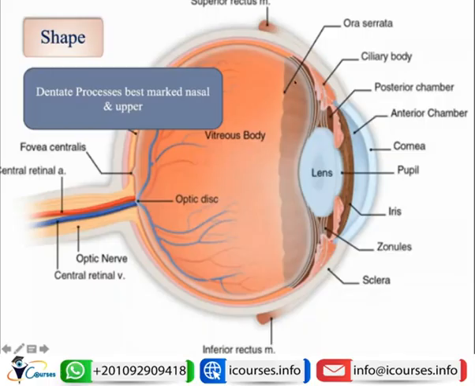The shape is like dentate processes, as we see here, and these dentate processes are best marked and more prominent at the superior nasal quadrant. Remember the superior nasal quadrant. We said in the last lecture the superior nasal quadrant has a specific importance when we mentioned the area most liable to rupture in the sclera, which is the superior nasal quadrant. So remember again that the dentate process is more marked at the superior nasal quadrant.